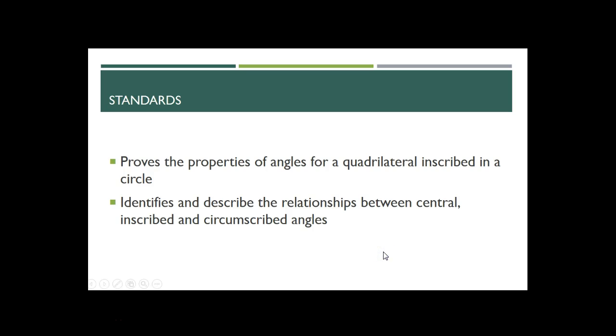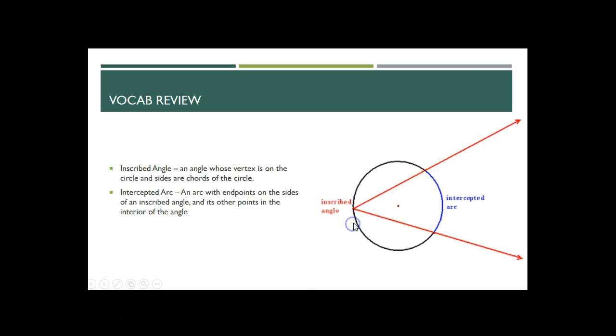Hi guys, so we're going to start off with chords and arcs today. So we're looking at this section, we're going to come back to the standards that prove the properties of angles for a quadrilateral inscribed in a circle and identifies and describes the relationship between central, inscribed, and circumscribed angles.